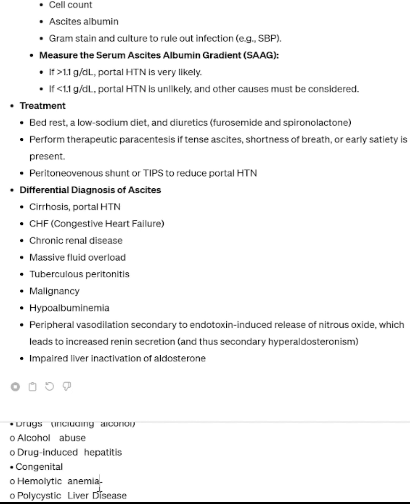Hypoalbuminemia, peripheral vasodilation secondary to endotoxin-induced release of nitric oxide, which leads to increased renin secretion and thus secondary hyperaldosteronism. Impaired liver inactivation of aldosterone.